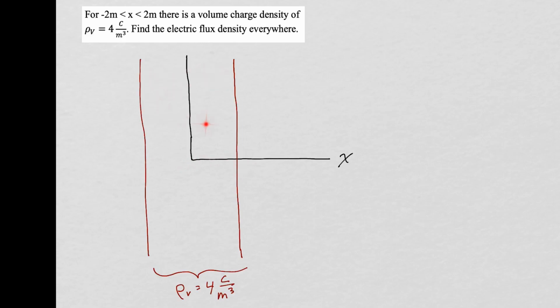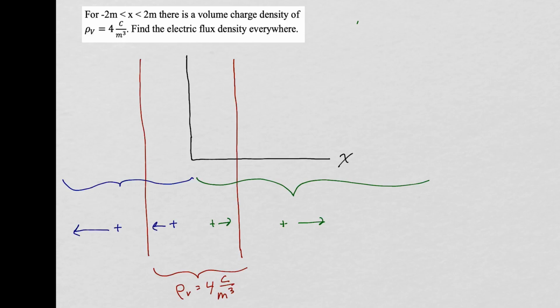So this region right here has the charge density of 4 coulombs per meter cubed, and it's infinite in the y and the z directions. If you think about putting a test charge in any of the region for x greater than 0, that test charge will experience a force only in the x direction. Similarly, if you think of the region for x less than 0, a point charge will only experience a force in the minus x direction.